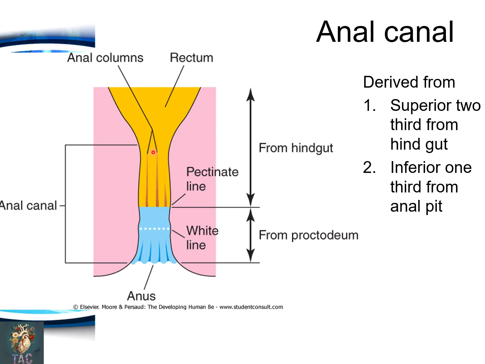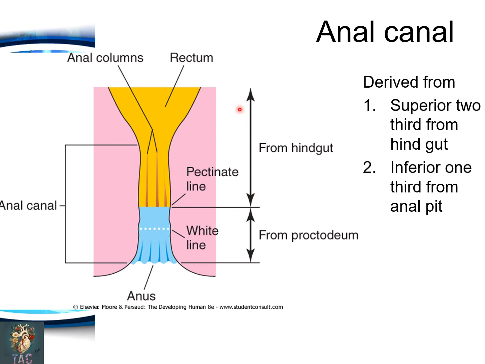You should also remember, very important, that as the upper part is derived from the hindgut, the blood supply to the upper part is the superior rectal artery, which is a branch of the inferior mesenteric artery. Similarly, the venous drainage is through the superior rectal vein. As compared to this, the inferior part is supplied by the inferior rectal artery, which is a branch of the internal pudendal artery, and similarly this area drains into the inferior rectal vein.